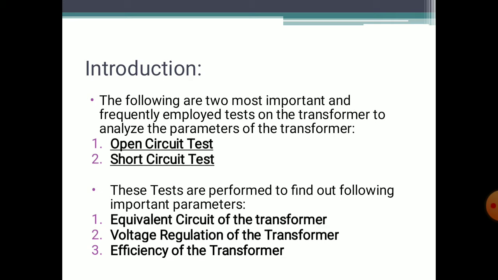Okay, so whatever parameters we get after this open circuit test and short circuit test are much more important for finding out these three things. This is very important for transformers.